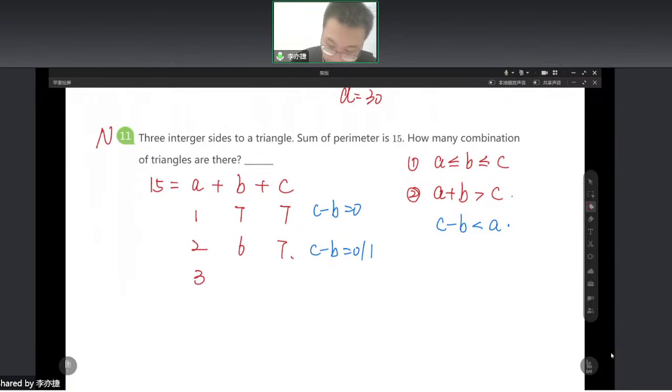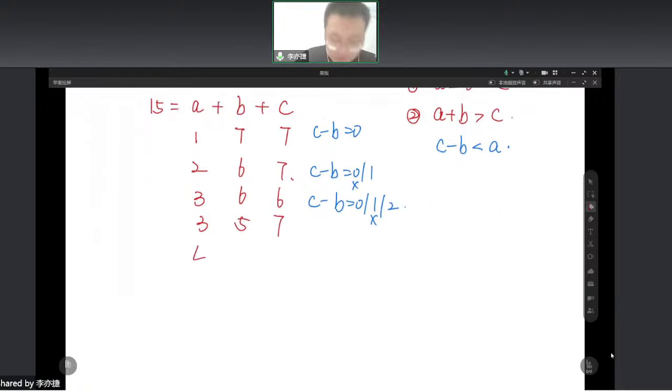And if A is 3, then C minus B equal to 0, 1, and 2. But 1 is not an integer case, so C minus B equal to 0 gives 3, 6, 6, and 2 gives 3, 5, 7. Then if A equal to 4, it's 4, 4, 7, and 4, 5, 6. So ensure that A is smaller than B, B is smaller than C. And then 5, 5, 5. Then end of 3. So 1, 2, 3, 4, 5, 6, 7. We have 7 options here.